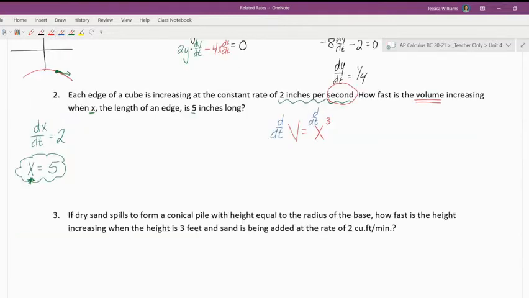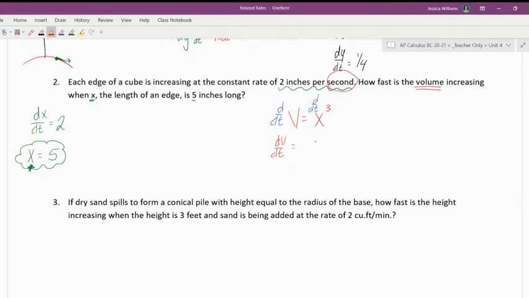So the left-hand side is super simple, dv dt, which is what they're asking you for. How fast is the volume increasing? That's the rate of change of volume over time. Equals bring down the power, subtract 1. x is a function of time, so I have a dx dt. x is changing. Now that I've taken a derivative, I am living at an instant in time, and I can use this instant in time information. So I'm just going to plug everything in. This is 3 times 25 times 2, and that is 150.